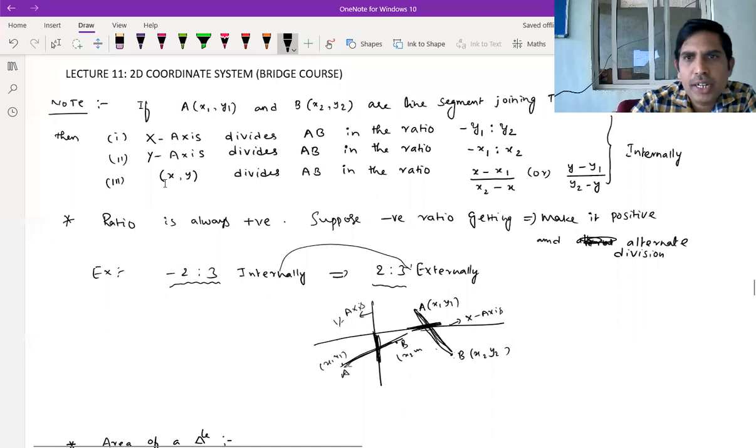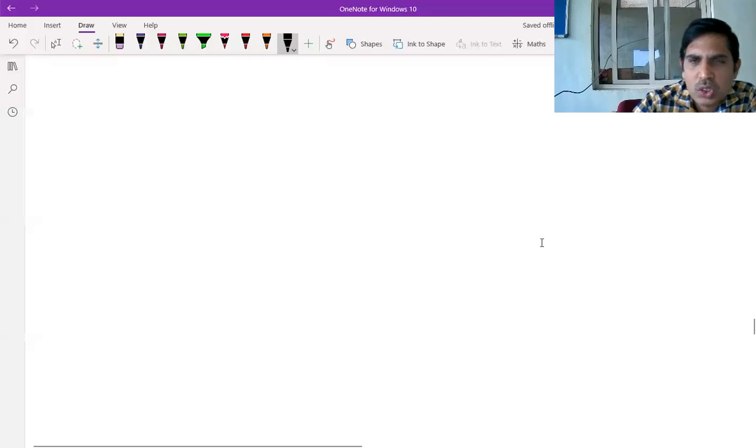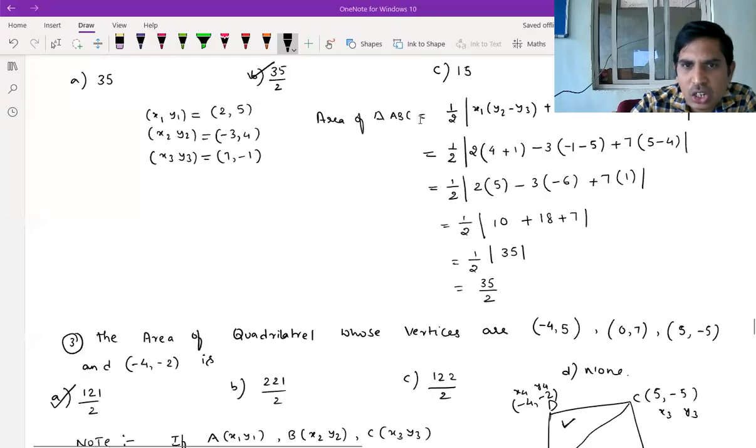Here observe note point 3. What have I given in note point 3? The point x comma y divides AB in the ratio. So x-axis divides means this one, y-axis divides means this one. When a point divides in what ratio, we have to take either this one or this one. You will get the same answer only. So apply that formula and you will get it. Sir, how do we get to know whether it is internal or external? You can take whatever it may be, no problem. You'll get the same answer only.